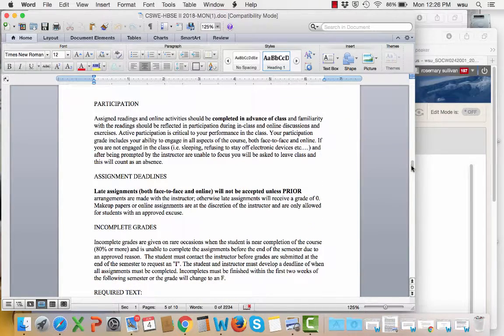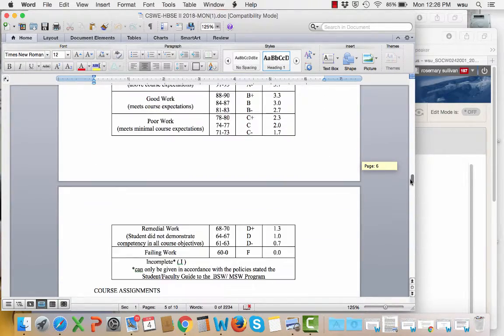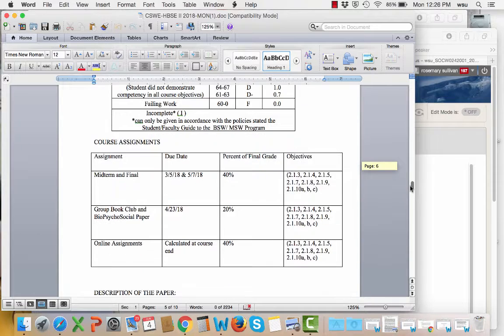So one of the things that I have tried to do here, just based on previous experience, is make it very clear to students what's expected of them, and if they feel like they need extensions or an incomplete in the class, the process by which they have to go through to get that. The text is outlined here. What constitutes each grade is outlined here. And the various assignments, the due dates, and the percent of their final grade is here.